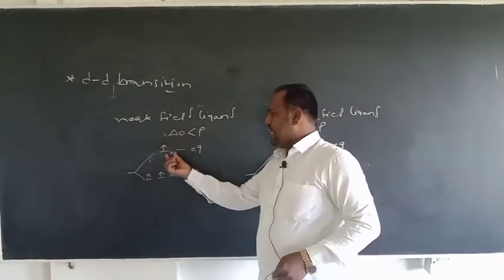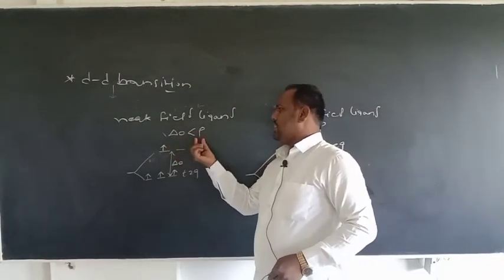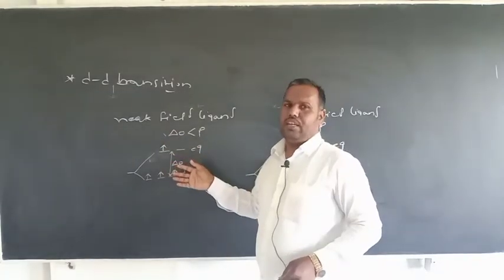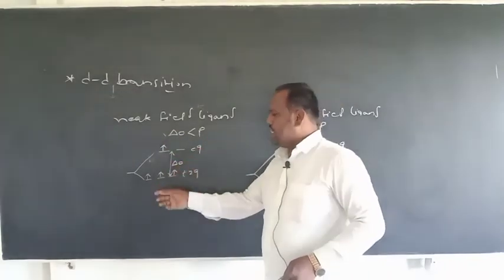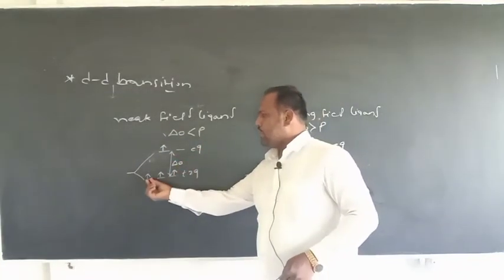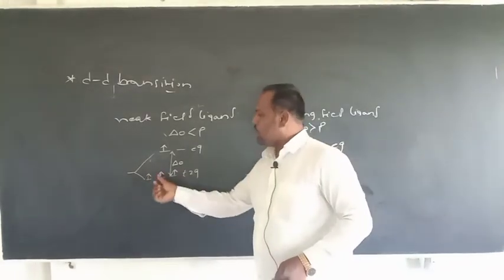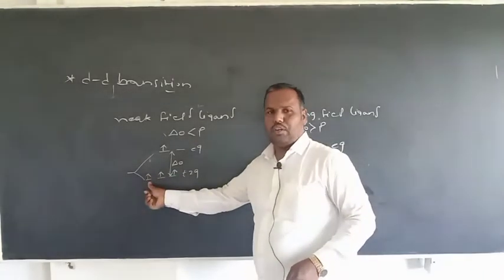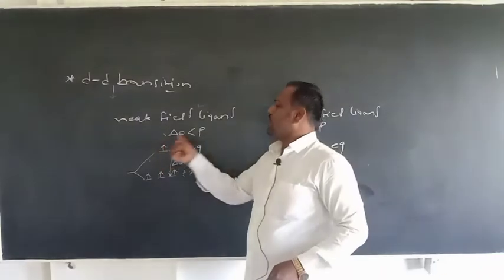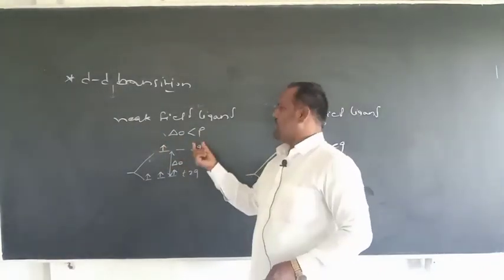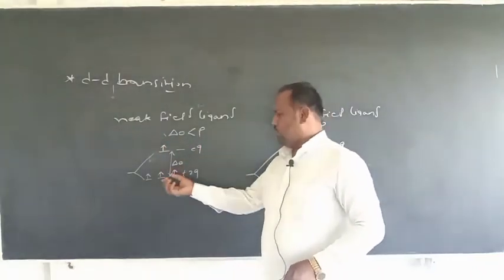So delta octahedron is very less than pairing energy, because pairing energy is very high. So the pairing energy is not achieved, and therefore the electron does not pair. The electron does not go into the T2G orbital. Instead, it will go into the EG orbital, because we require a lot of energy to pair the electron.